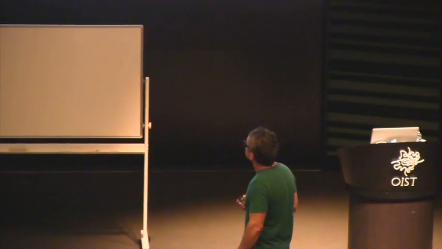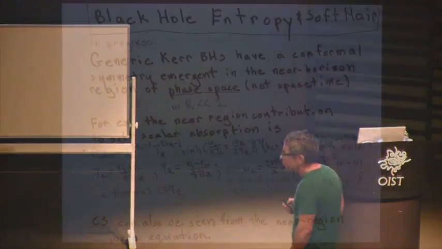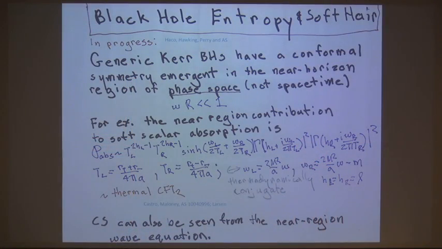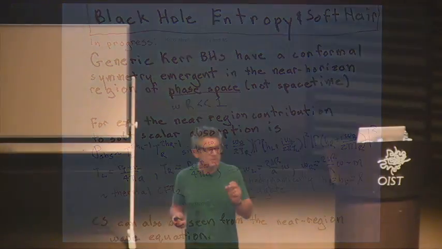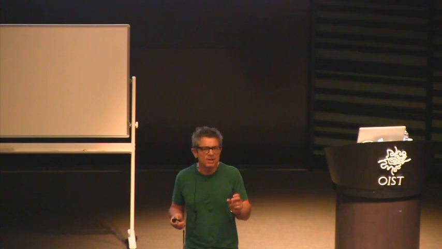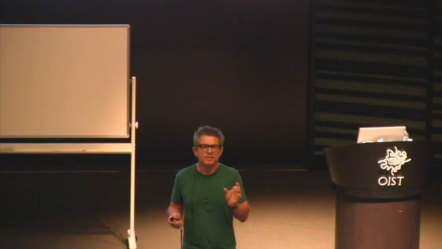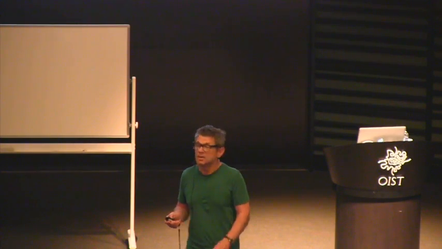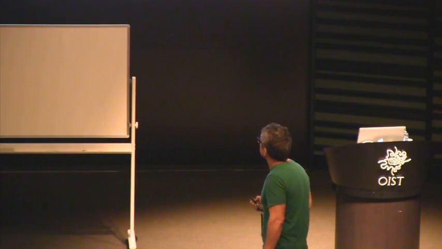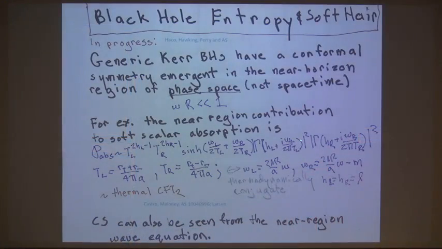Now, one of the things is that all black holes have an emergent conformal symmetry, which is not in a region of space-time, but in a region of phase space. And it's in the region of phase space where the excitation of the black hole has a wavelength large compared to the radius of the black hole. And this was discovered about 8 years ago, but we didn't know quite what to do with it then.